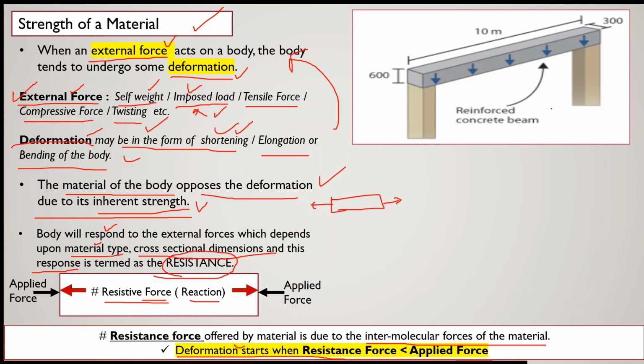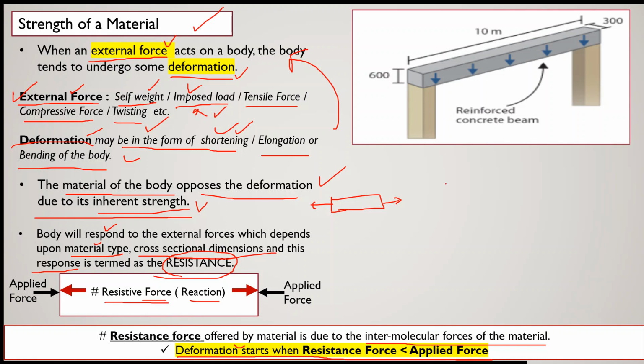Now we can see one diagram here. You will observe there are two columns and one beam is supported. That means these columns are supporting the beam. Now this beam has self weight. No external force is applied. Due to gravity, this self weight will be acting downward. Now suppose these columns are not of good strength. Suppose these columns are made up of paper, but this is a steel rod. Then what will happen? This beam will go down.